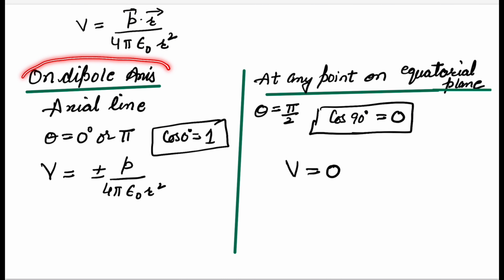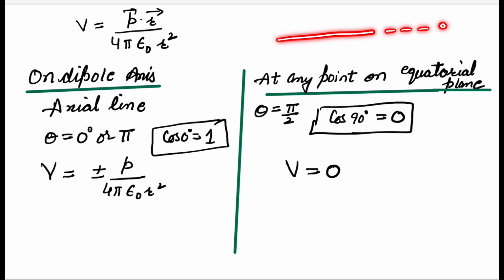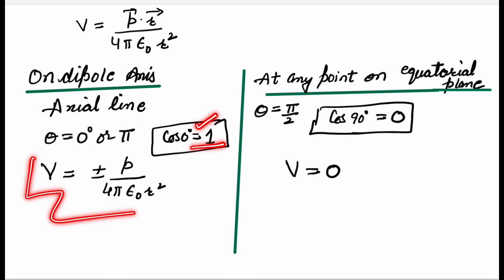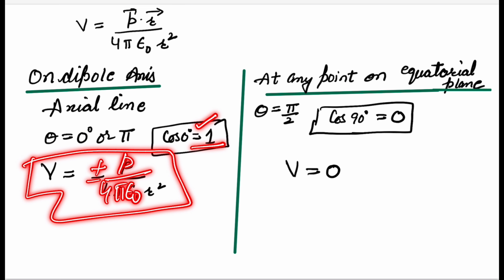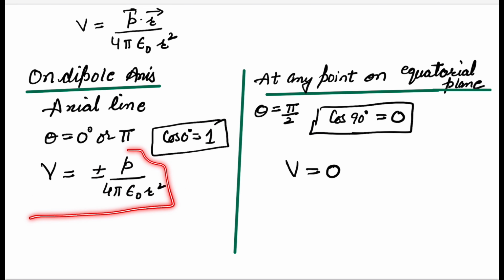If the point lies on the dipole axis, in that situation your theta is 0, meaning your point is lying on the dipole axis. So the theta which was made between the dipole axis and the line joining the center of the dipole with the observation point will now be 0 degree or pi. So cos 0 is 1. So the potential will be V is equal to plus minus p by 4 pi epsilon naught r square. The same expression we got in the first article which we did in this video.